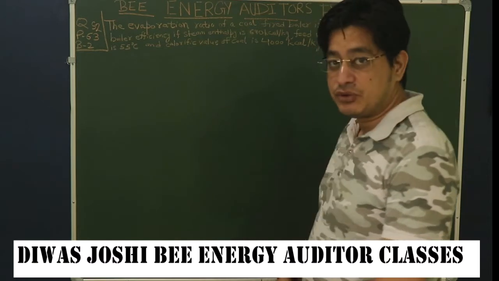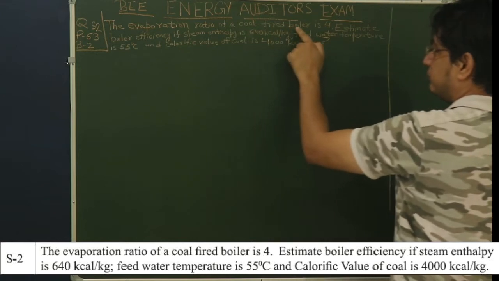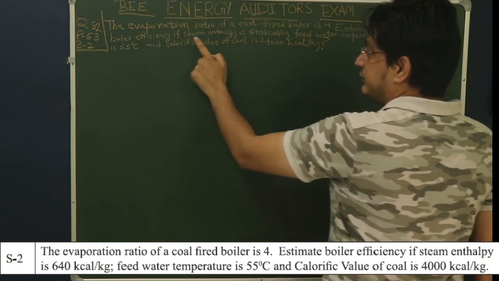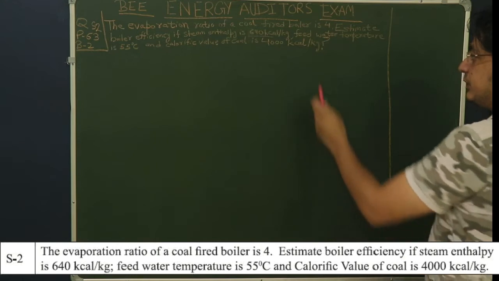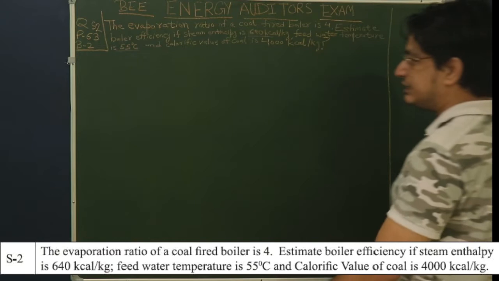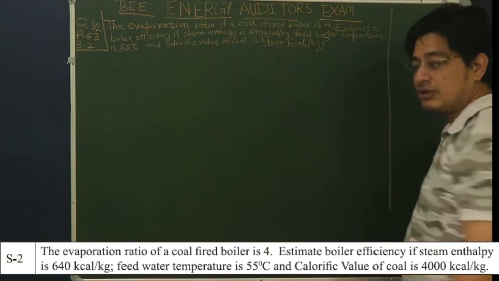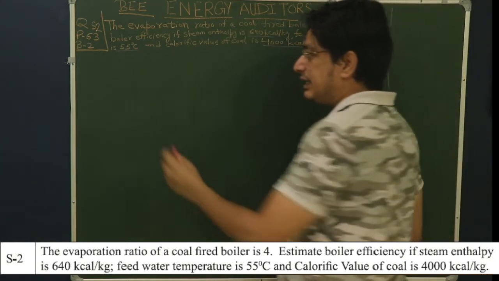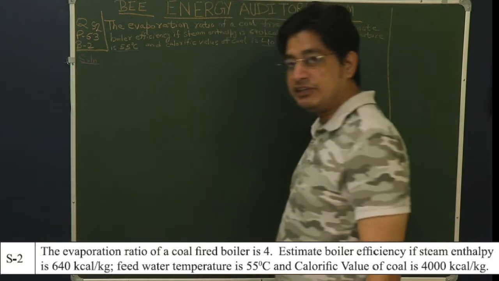So let's see what the question is. Friends, the evaporation ratio of a coal-fired boiler is 4. Estimate boiler efficiency if steam enthalpy is 640 kilocalorie per kg, feed water temperature is given as 55 degrees centigrade and calorific value of coal is 4000 kilocalorie per kg. So friends, first of all, let's jot down the various parameters that are given in the question.